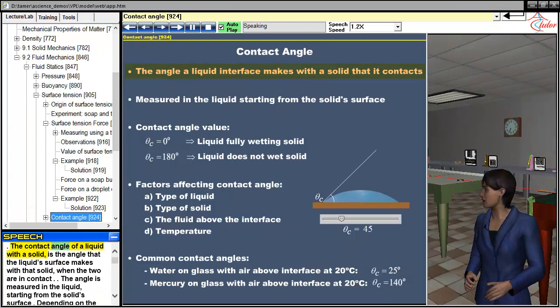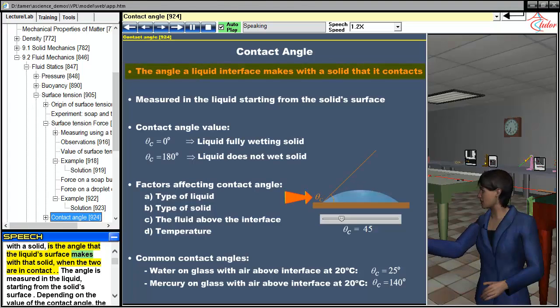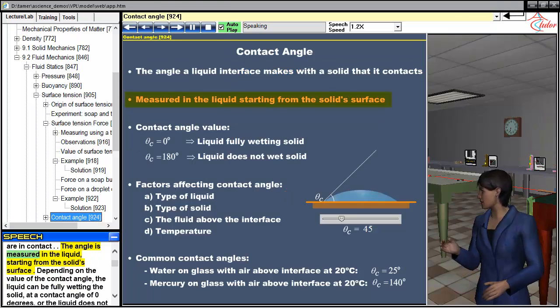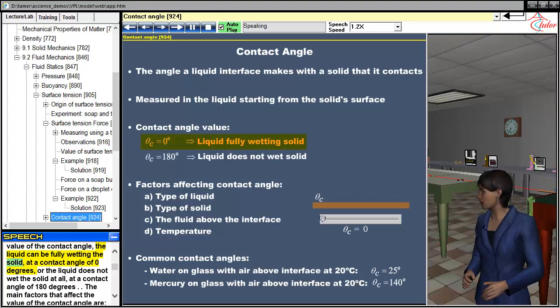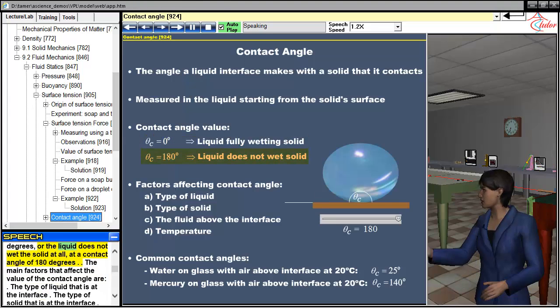The contact angle of a liquid with a solid is the angle that the liquid's surface makes with that solid when the two are in contact. The angle is measured in the liquid, starting from the solid's surface. Depending on the value of the contact angle, the liquid can be fully wetting the solid at a contact angle of 0 degrees, or the liquid does not wet the solid at all at a contact angle of 180 degrees.